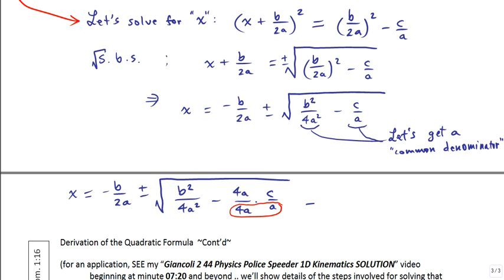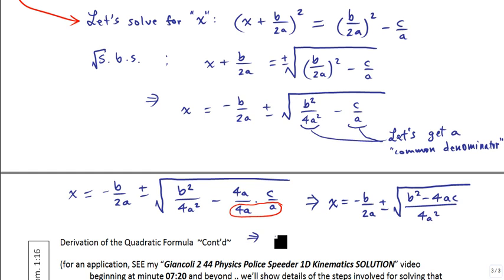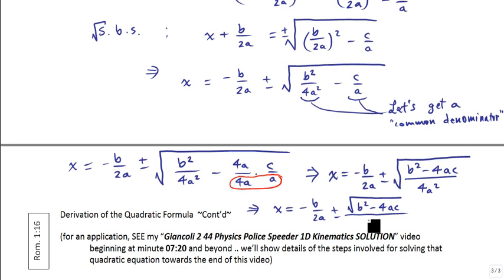Okay? So this will be x is equal to minus b over 2a plus or minus the square root of b squared minus 4ac over 4a squared, which was the common denominator. And lastly, you'll notice that 4a squared sitting on the bottom here, all being square rooted, is a perfect square. So I can take that out. I get x is equal to minus b over 2a plus or minus the square root of b squared minus 4ac. I'm taking the square root of 4a squared, which becomes 2a.